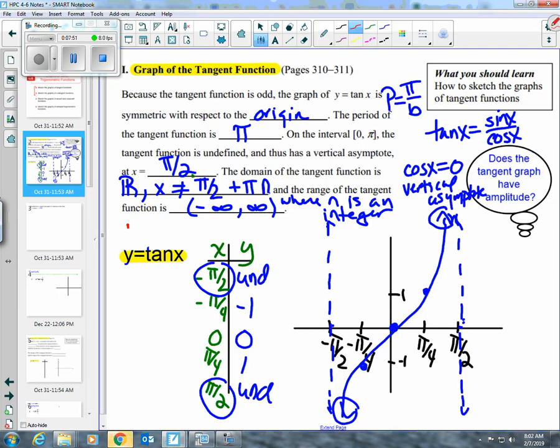There's no amplitude that we can measure, but the A value still does the vertical stretch and compression. So if you're asked, hey, what is the amplitude of this tangent graph? You can't measure that. That's something that doesn't exist. However, again, the A value still does what we think it should.